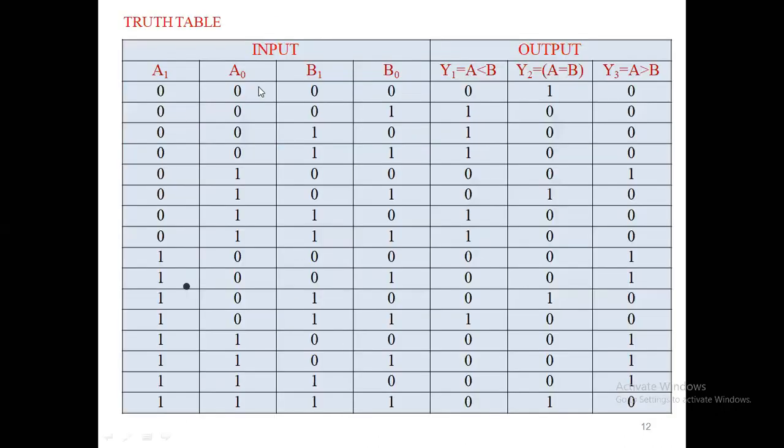That is 0 to 0. That is A1, A0 is 0 0, which is nothing but 0. B1, B0, the B value, is also 0. So 0 is less than 0. The condition is false, so we make it 0.